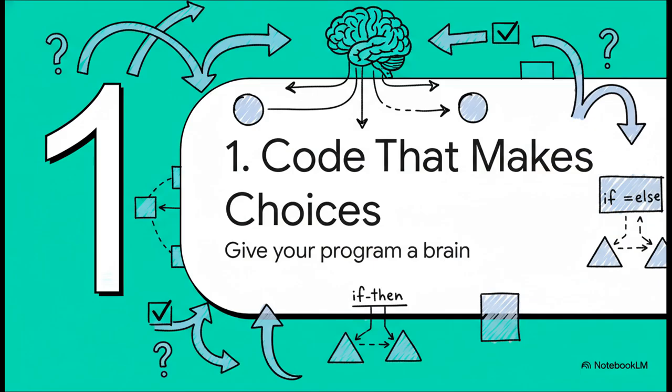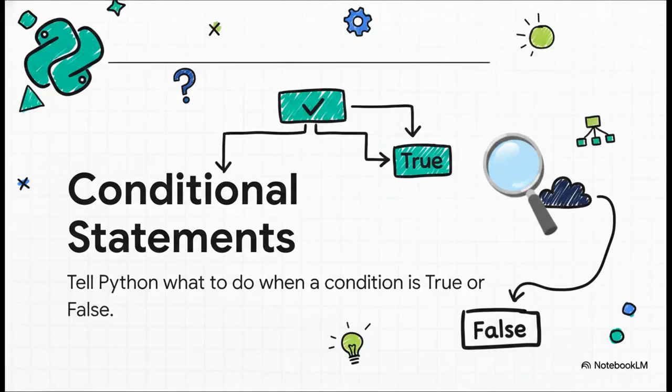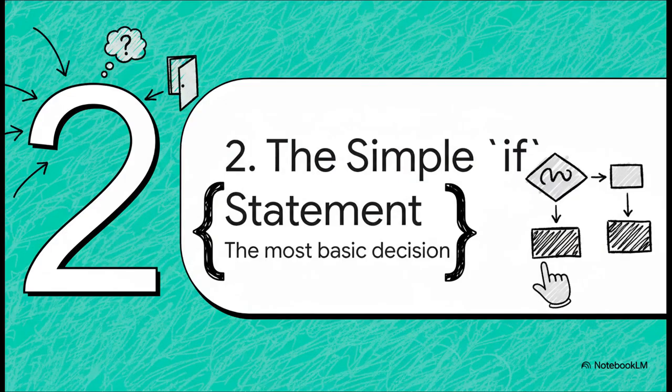This brings us to our first section, code that makes choices. This is the moment we stop giving our program a simple to-do list and actually start giving it a brain. The fancy term for this in programming is conditional statements. And really, it's a simple idea. We just tell Python what to do when something is true, and maybe what to do if it's false. This is the absolute foundation for making your code smart. All right, let's get our hands dirty.